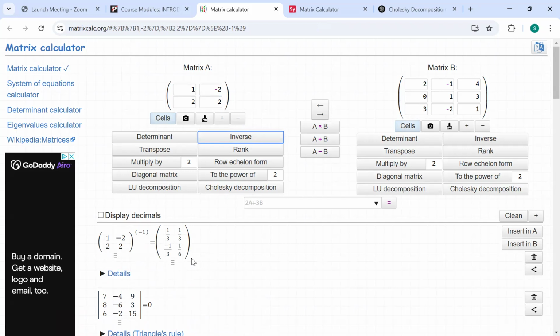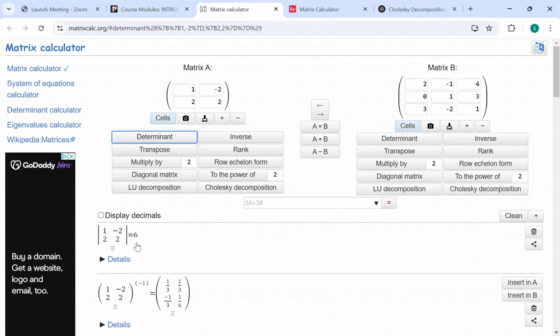The inverse is what you're looking at. It's 1/3, 1/3, negative 1/3, and 1/6. Okay. Now, let's find the determinant of matrix A. The determinant of the matrix A is 6. Now, let's do A inverse again.